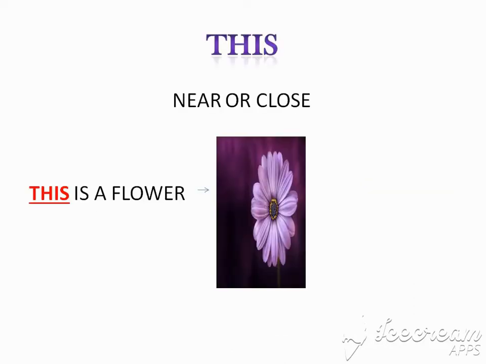The first example with this. This is a flower. So we use this to talk about only one noun, which is a flower. So this expresses something which is near and close.